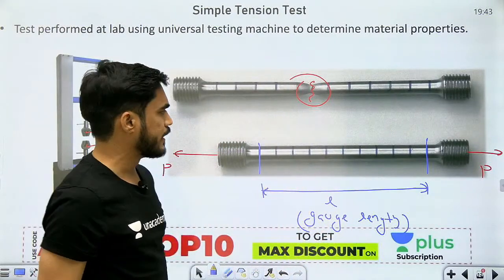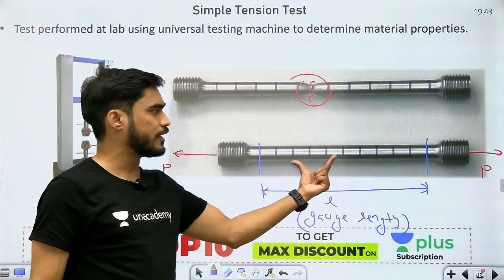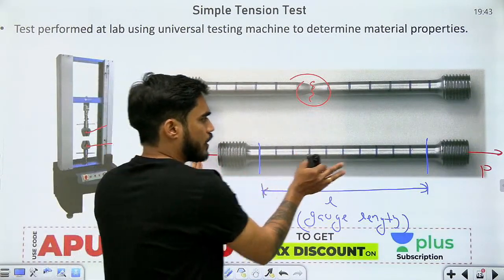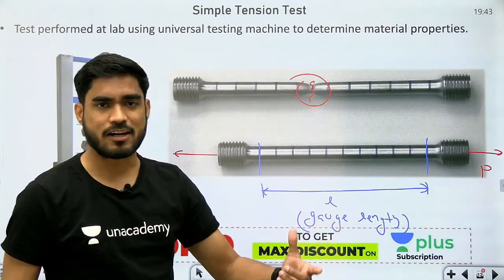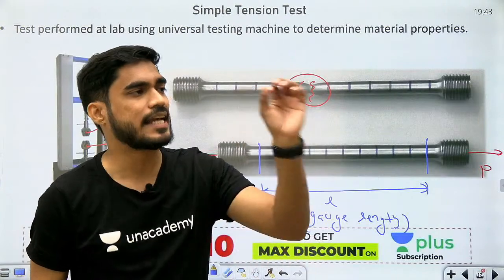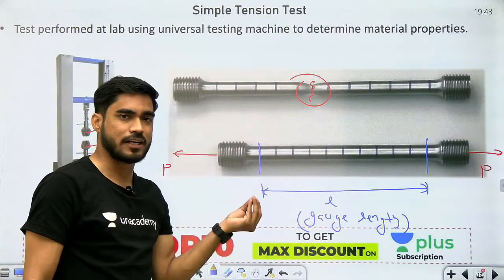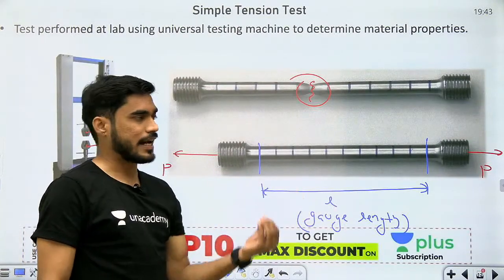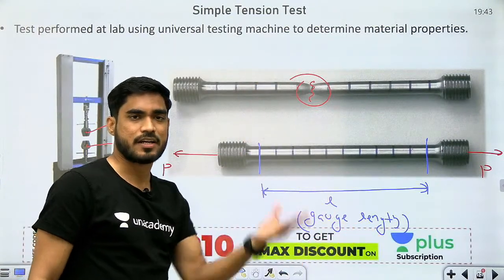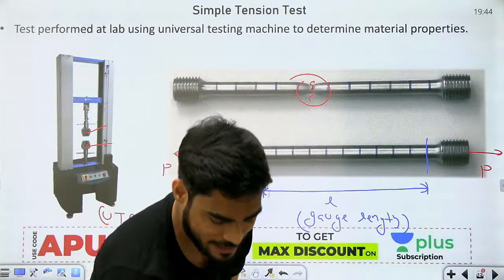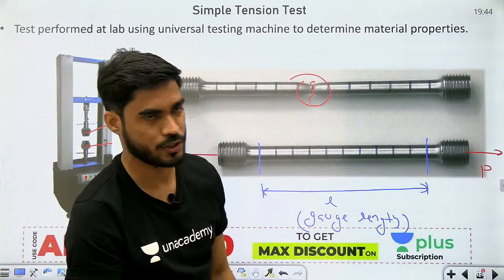Now as I keep on increasing the load, this specimen is going to elongate, right? As I increase the value of the load, this length will also keep increasing, right? So I will find the change in length with respect to the load. For example, let's say at 1 kilonewton the change in length is 1 mm, then at 2 kilonewton the change in length is 2 mm, at 3 kilonewton the change in length is 3 mm. So I am going to find out the values of change in length corresponding to various loads, okay?